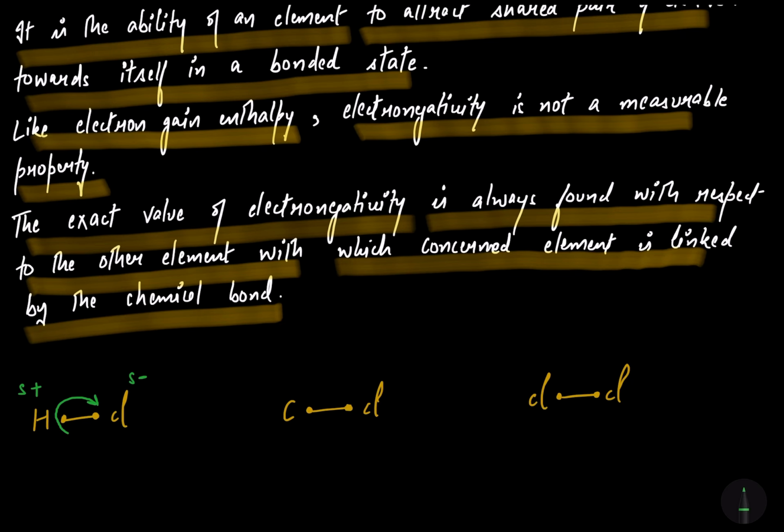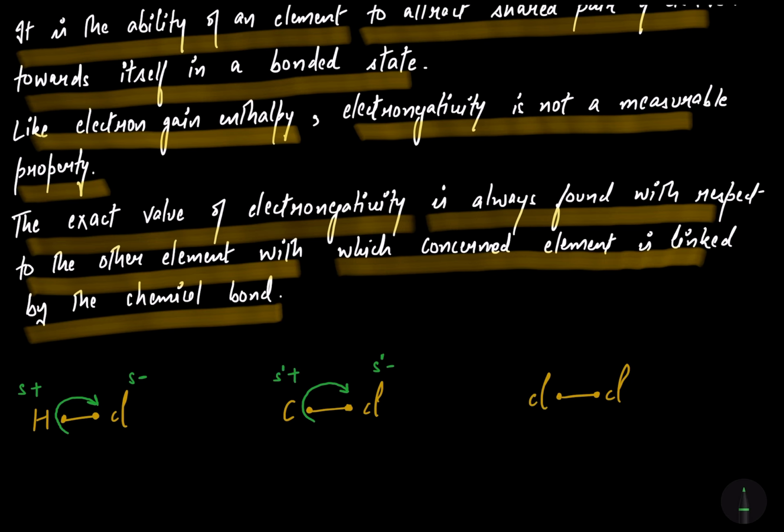Now the difference between the two elements will vary according to the different bonds. Now let's talk about carbon and chlorine. In the case of carbon and chlorine, chlorine has the higher electronegativity than carbon, due to which chlorine will again attract the shared pair of electrons towards itself and will acquire a delta negative charge. Take it like a delta dash negative charge and a delta dash positive charge.